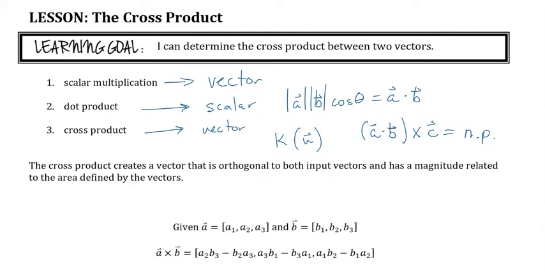Yeah, good question. Okay, so one of the things that the cross product does is a really important thing to know. It creates a new vector, like we say, the cross product results in a vector that is orthogonal to both of the input vectors. Orthogonal means perpendicular. It has a magnitude that's related to the area defined by the vectors. We're going to talk about that tomorrow, so we'll come back to that. Don't worry about that.